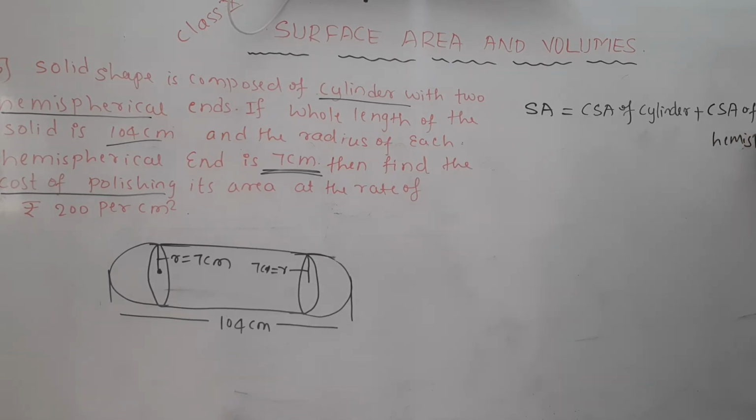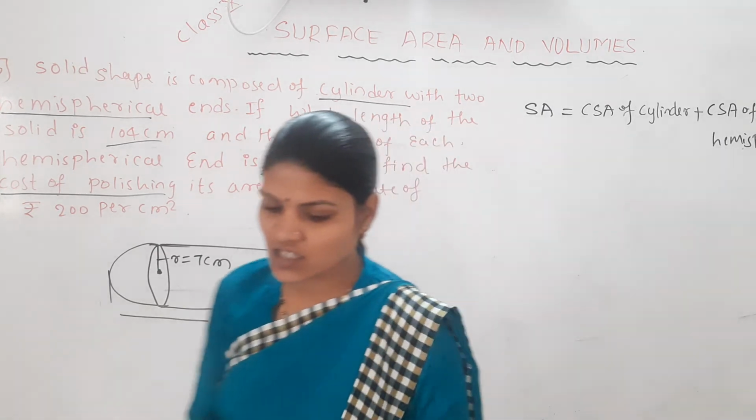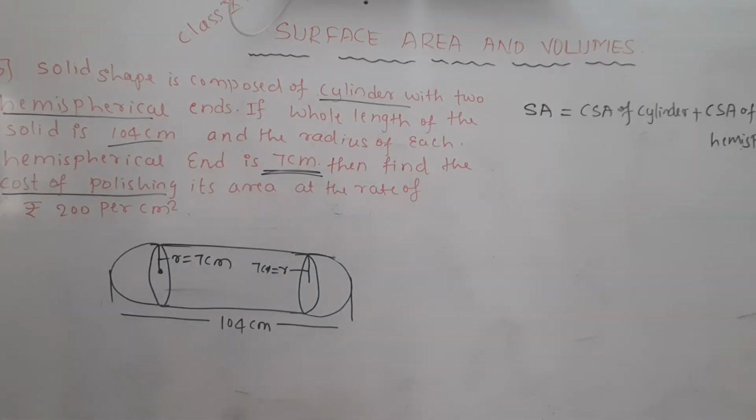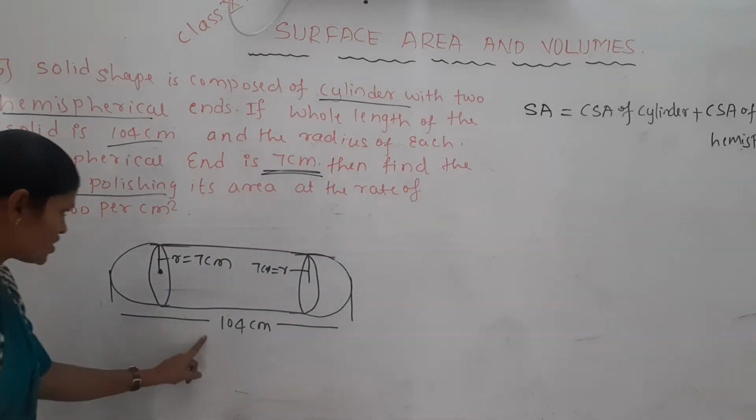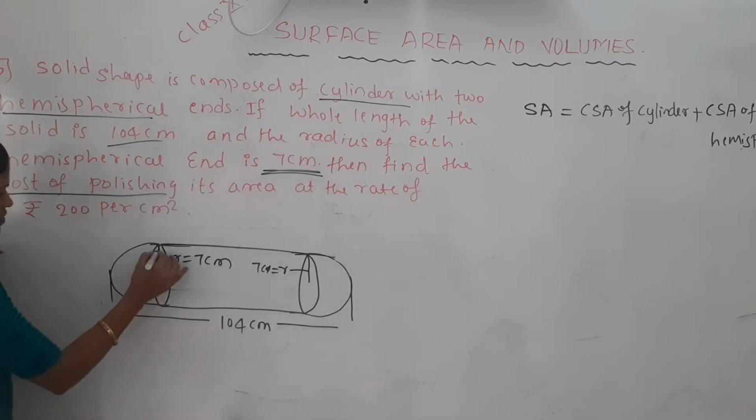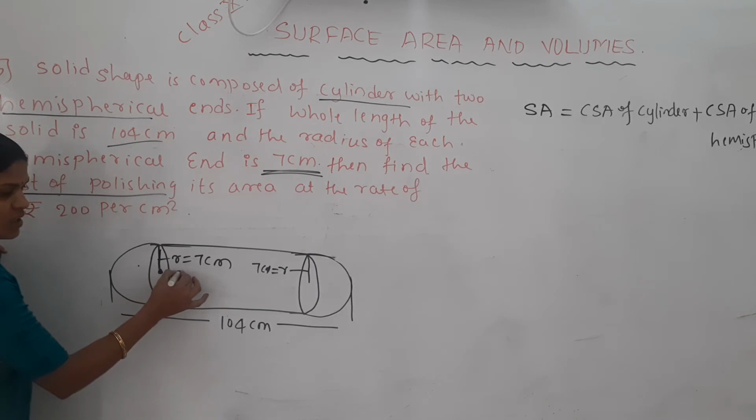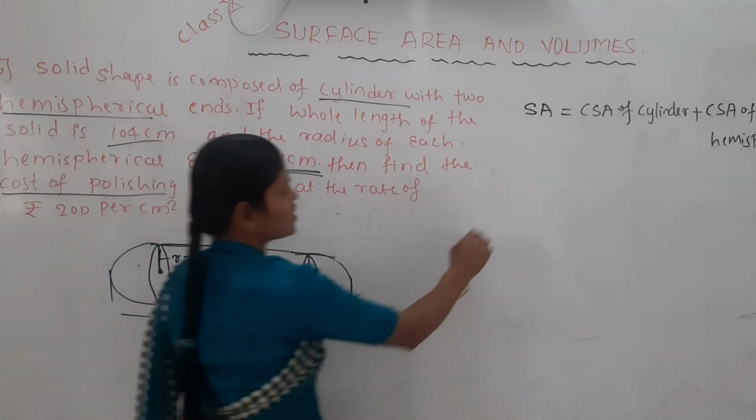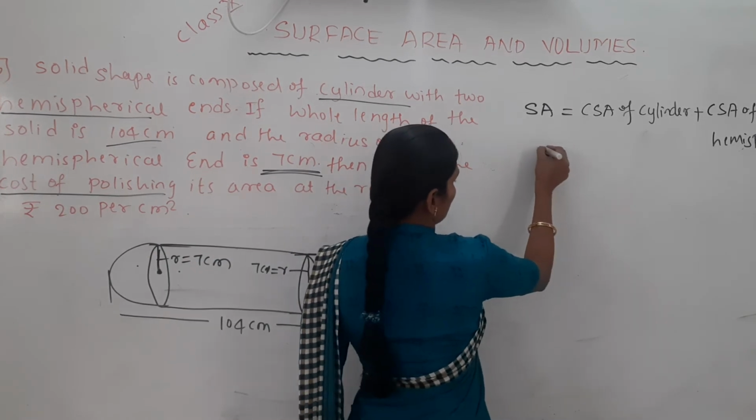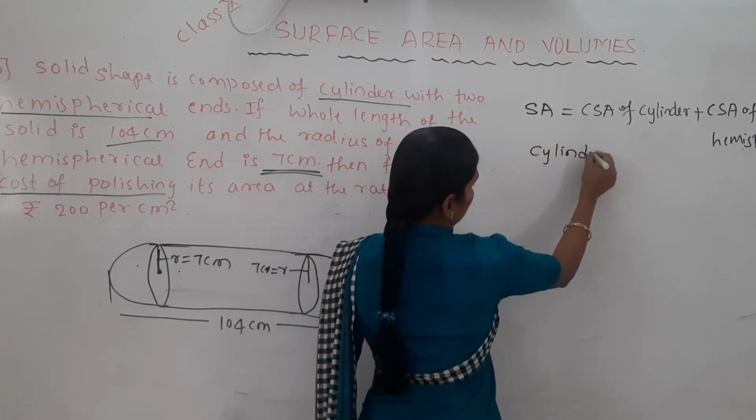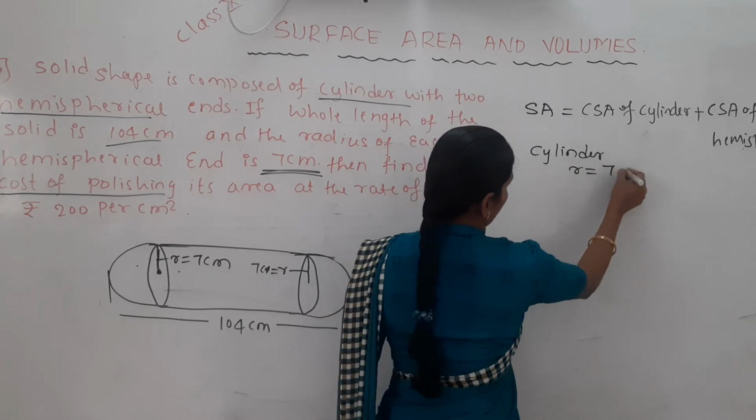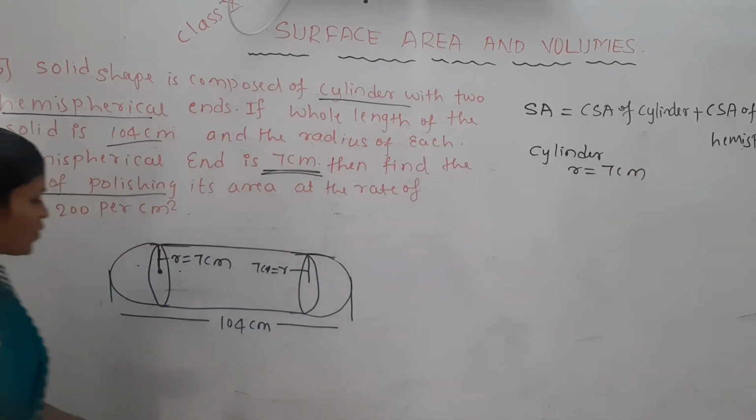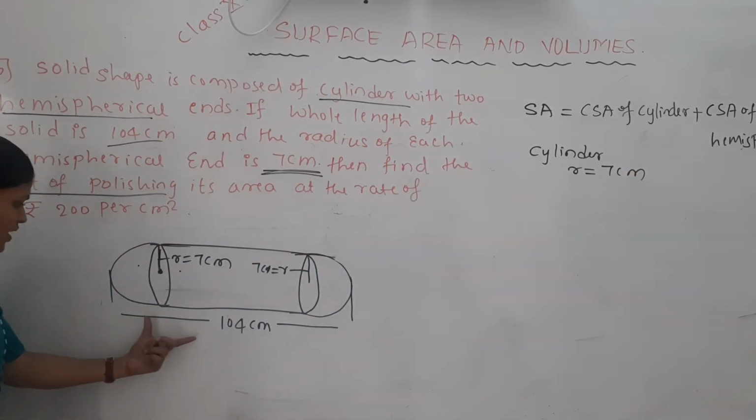Okay, what is the curved surface area of the cylinder formula? CSA of cylinder is 2πrh. Here, what is the radius? The radius of this hemisphere as well as the radius of this cylinder is the same. What is the radius? 7 centimeter.